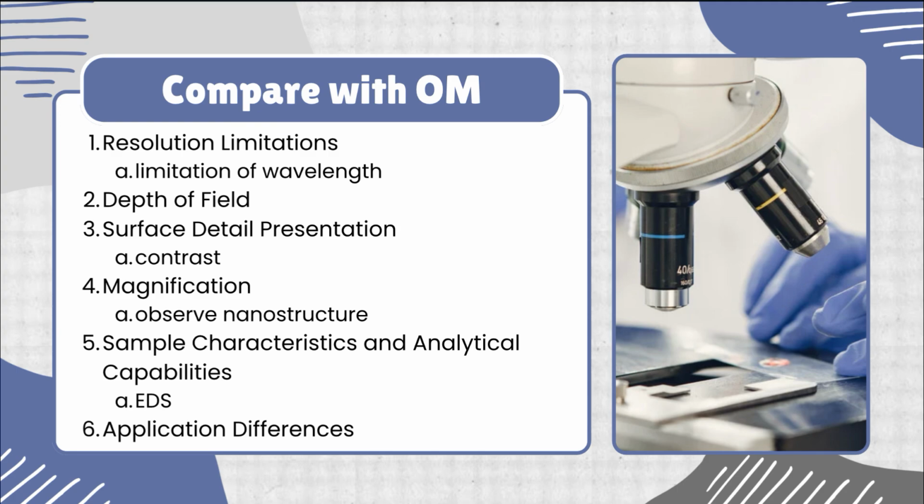And the fifth is sample characteristics and analytical capabilities. OM cannot directly analyze a sample's composition. It is limited to optical observations. SEM can be equipped with energy dispersive X-ray spectroscopy to analyze a sample's composition, providing both structural and chemical information.